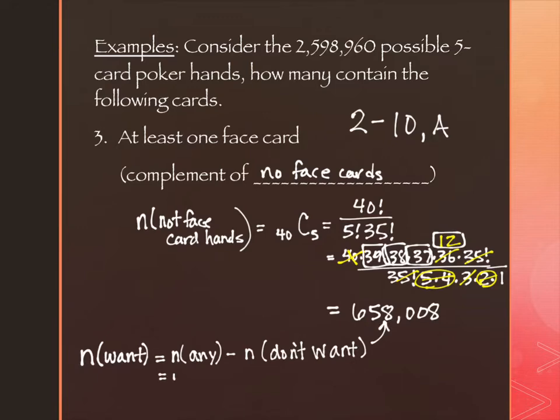So my 2,598,960 minus 658,008. How many hands do I have that are what I'm actually looking for?